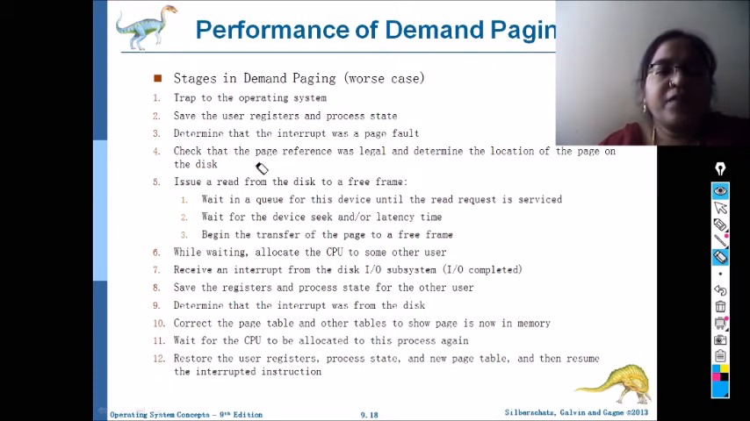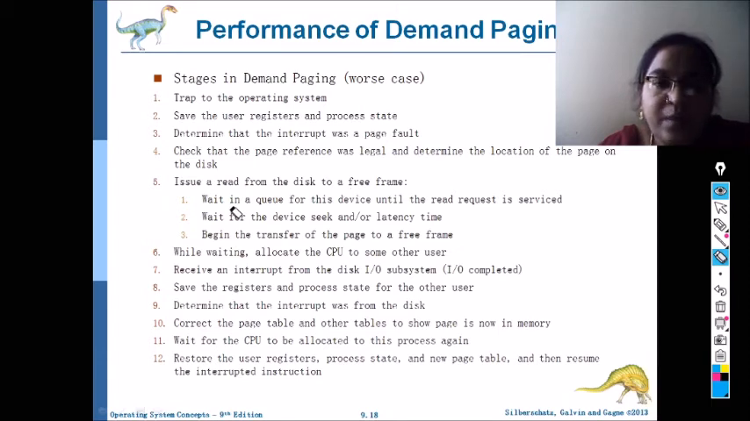Okay, after finding out the location on disk, the disk is now responsible for the further actions. The disk will read from the disk to a free frame. So it is requesting a read operation for a free frame. That means it has to read a list of free frames, to find out where a free frame is available in the physical memory, so that the required page can be transferred from disk to the physical memory.